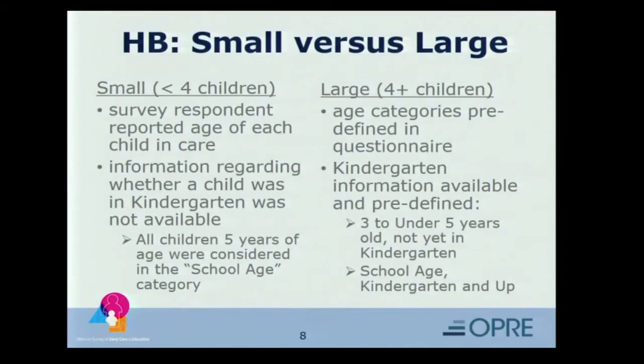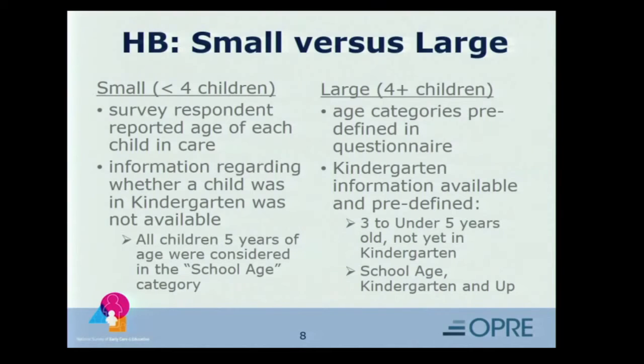An important aspect of the home-based survey is how age of child was measured slightly differently in the small home-based providers versus the large home-based providers. In the public use data files, age of child is reported in the form of large home-based providers, and that is the 3 age categories that I just mentioned: under age 3, 3 to 5, not yet in kindergarten, and school age, which is kindergarten and up.